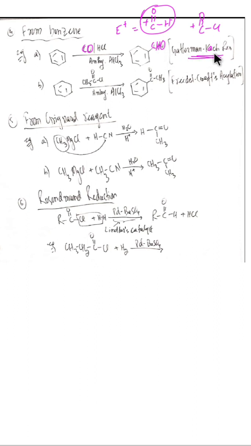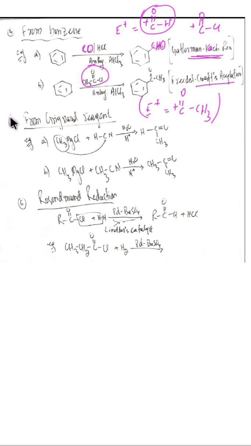This is called the Gattermann-Koch reaction. And in the second reaction, benzene is reacted with acyl chloride CH3COCl in presence of anhydrous AlCl3 to form acetophenone. This is benzaldehyde and this is acetophenone. This is also an electrophilic substitution reaction, and the electrophile in this case is CH3-C+=O, with the plus on the carbonyl carbon atom. The name of this reaction is Friedel-Crafts acylation. So from benzene also we can prepare both aldehyde and ketone.